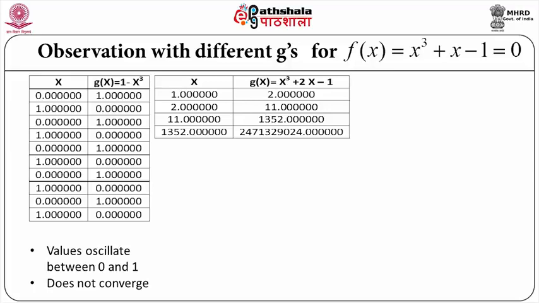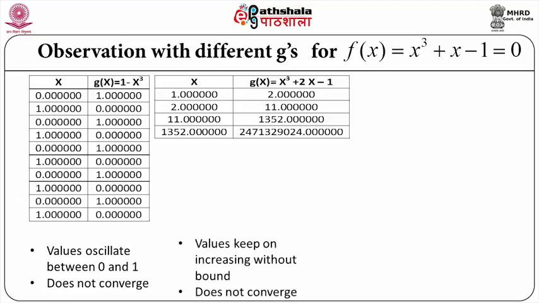So, g of x_2 will be x_3 and that becomes 1352, and next it is a further very high figure, 2471329024. And so, you can very well guess that here also the sequence of approximations is not converging. In fact, the sequence of approximations goes on increasing and tends towards infinity. So this sequence of approximations also does not give us the root.